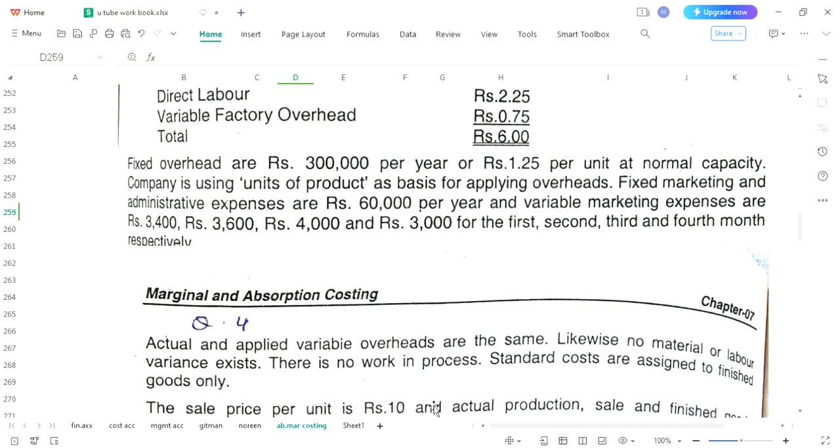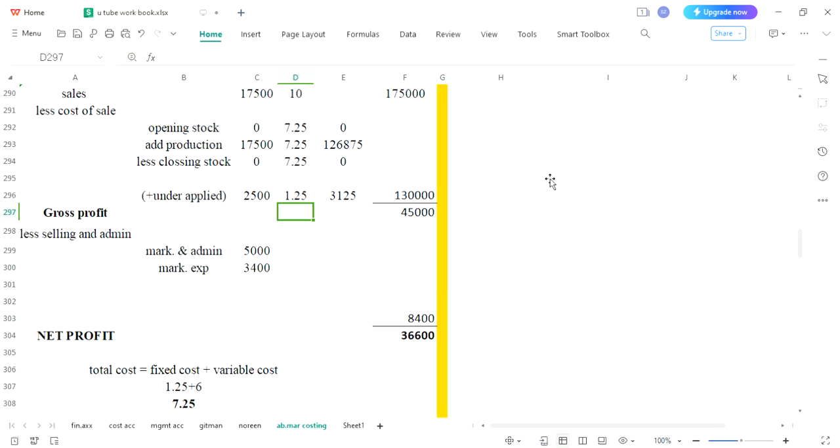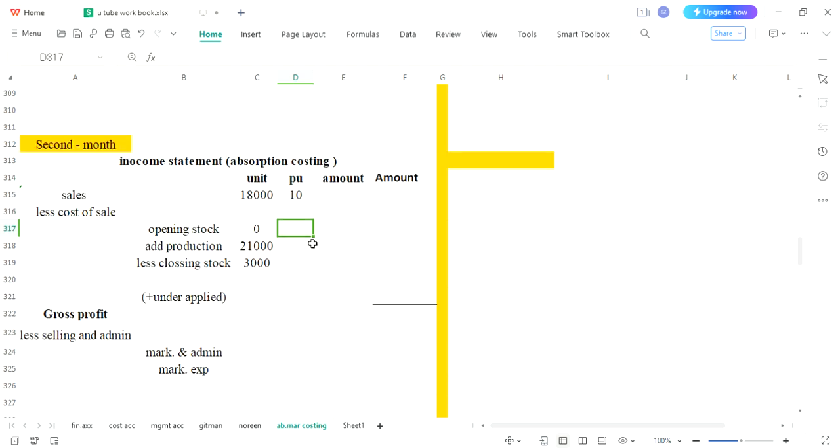And as usual, cost of sales 6 and 1.25 we have already calculated, 7.25, and the same 7.25 would be used for every option or every month. As usual, per unit cost of opening stock and production closing stock would remain the same. Now we will decide whether it is under or over applied.